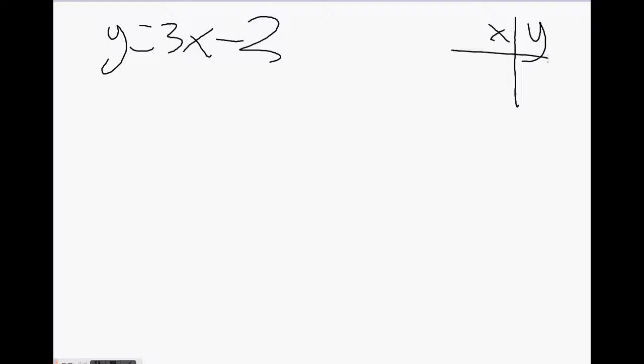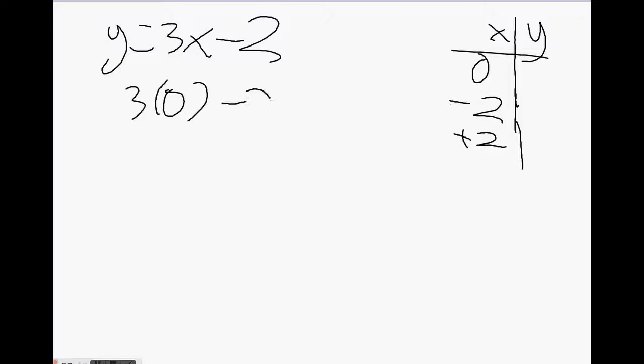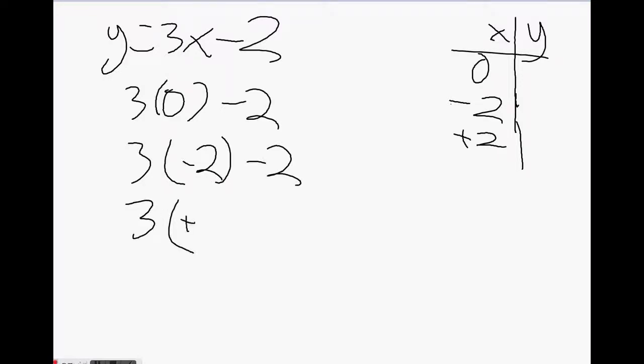So you have y equals 3x minus 2. We'll have our x and y chart over here. Let's pick 0 and negative 2 and positive 2. So 3 times 0 minus 2. 3 times negative 2 minus 2. Then we have 3 times positive 2 minus 2.